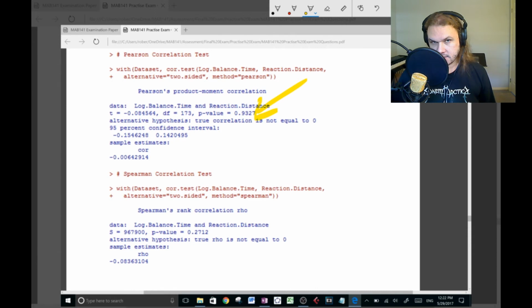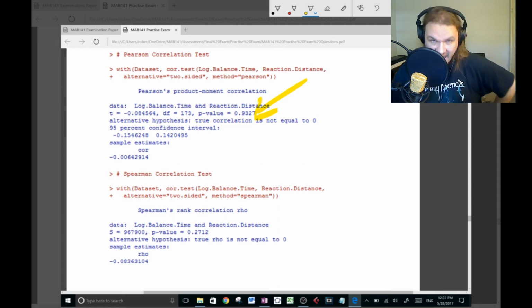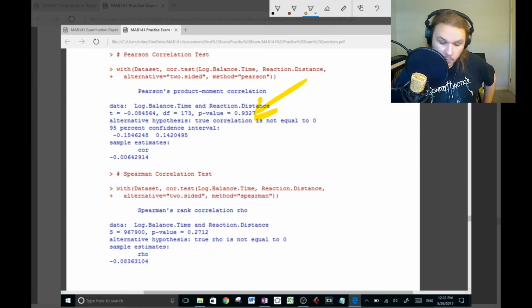It's very, very high. So that means we have no evidence at all against a null hypothesis. So that is telling us that the assumption that correlation is 0 is completely valid. In fact, what we have here is very consistent with that idea. So we have no reason to suggest any correlation between reaction and balance. None whatsoever. And that's the final answer there.